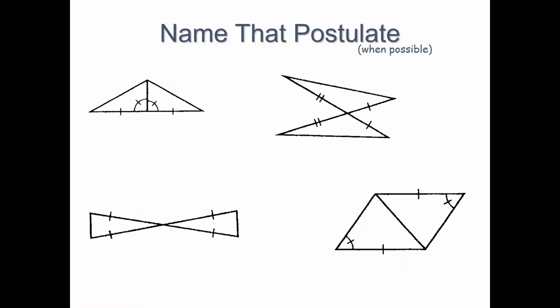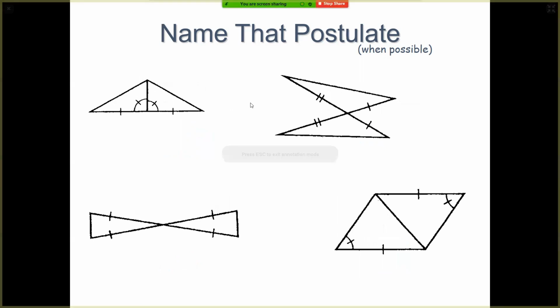A few more. So looking at this diagram, we're going to have to make some assumptions. Looking at the one on the top left, they share this side, which means it has to be congruent to itself. So I can add information to that diagram, and now I have two pairs of sides and an included angle, which is side, angle, side.